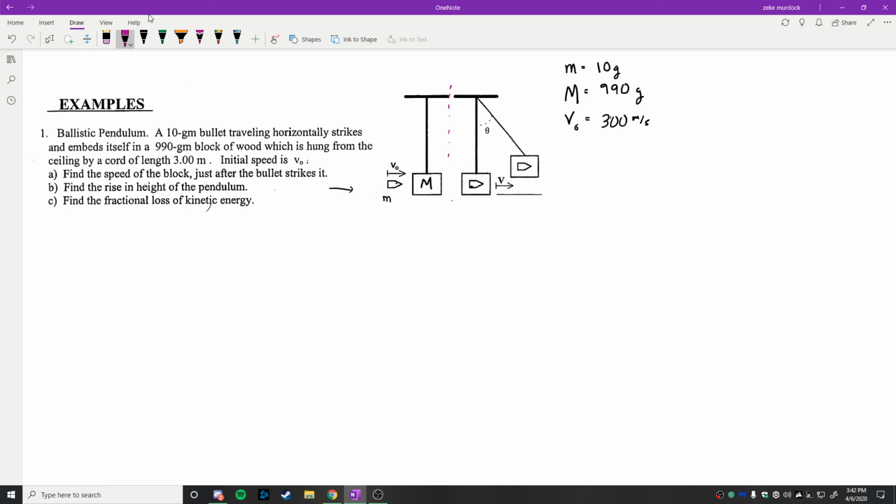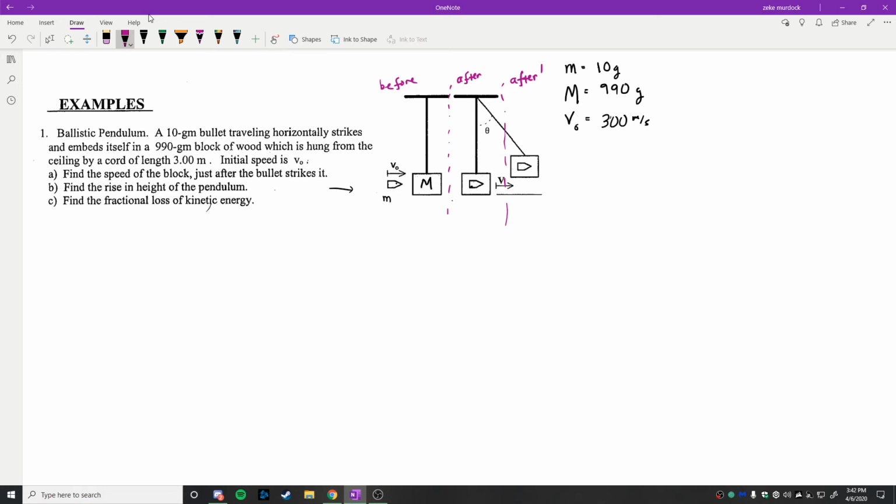There's this moment here, and then there's this moment here. Right? So this is before the collision. This is after the collision. And then this is like after prime. This is after. Because there's a collision that occurs and then the block rises. Okay? We want to find the speed of the block just after the bullet strikes it.